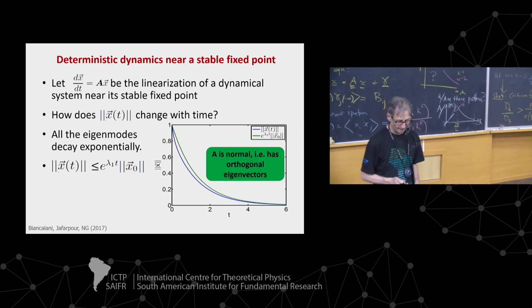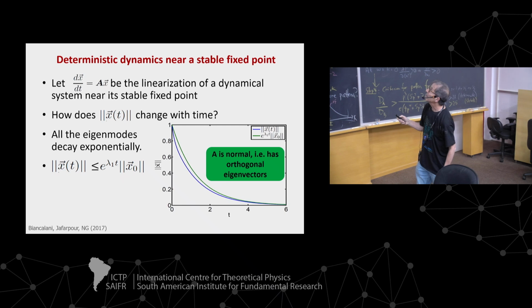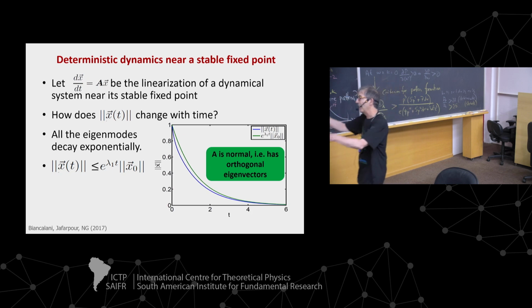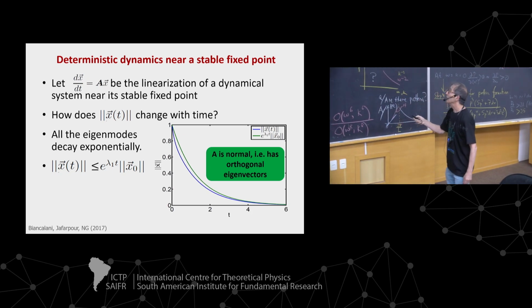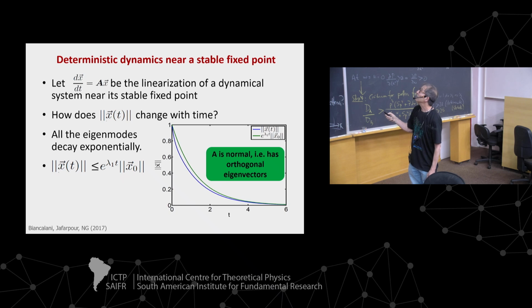I'm going to be very quick, because I want to get on to a little bit about neuroscience. So just take a dynamical system near a stable fixed point. So all the eigenvalues are negative. So what you're going to say is, if I make a perturbation, how is it going to decay? You're going to say that the decay is going to be some exponential decay in time like that.